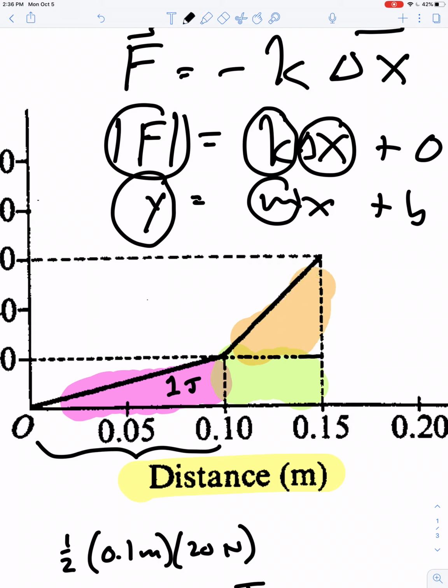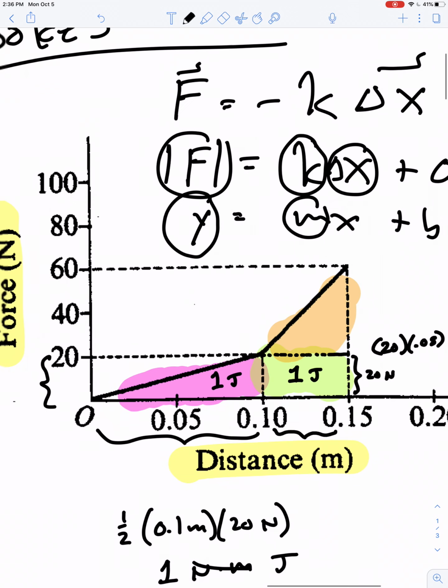Let's do the easy one first. The rectangle is just length times width. So we have a width of 20 newtons and a length of 0.05 meters. 20 times 0.05, that also gives us 1. So that's 1 joule.